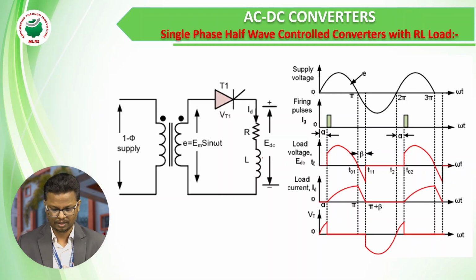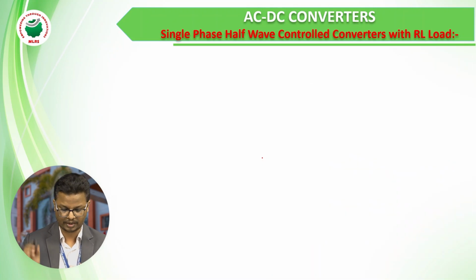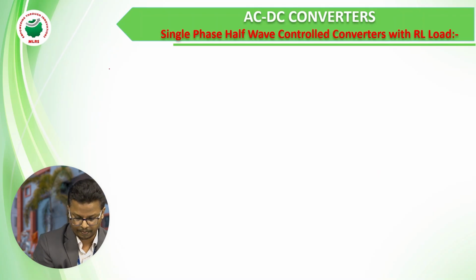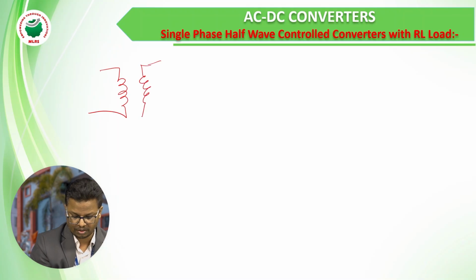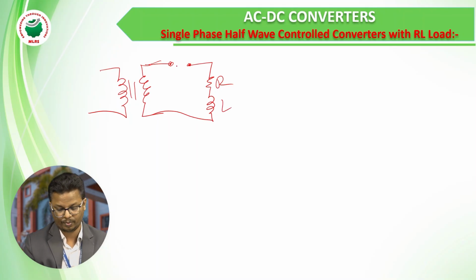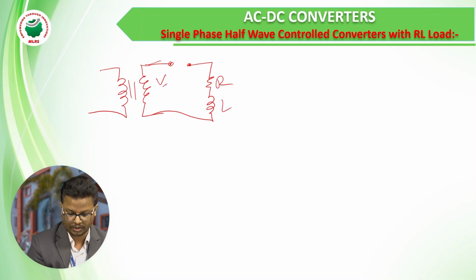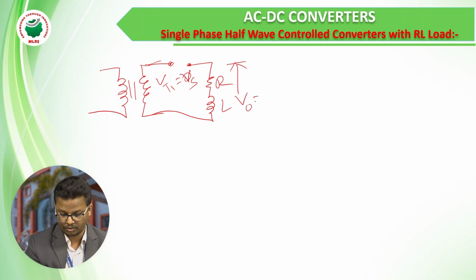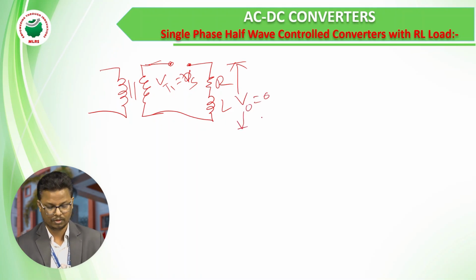So in the same manner, here also we have the circuit, you can see. Initially when the thyristor is not triggered, at that position it is an open circuit. So here R, L. When it is open circuit, we know VT1 is equal to Vs, and the output V0 is equal to 0.